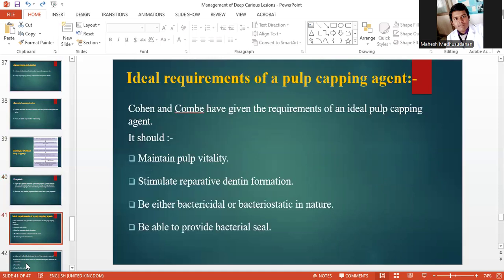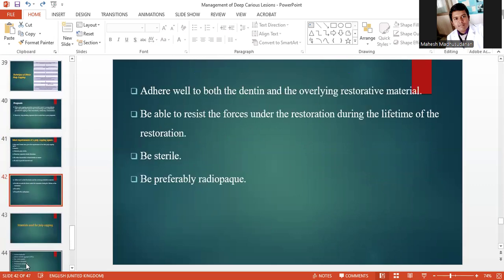The ideal requirements of a pulp capping agent include: it should maintain pulp vitality, it should stimulate reparative dentin formation, it should be either bactericidal or bacteriostatic in nature, be able to provide a bacterial seal, it should adhere well to both the dentin and the overlying restorative material, be able to resist the forces under the restoration during the lifetime of the restoration, and it should be sterile and preferably radiopaque.